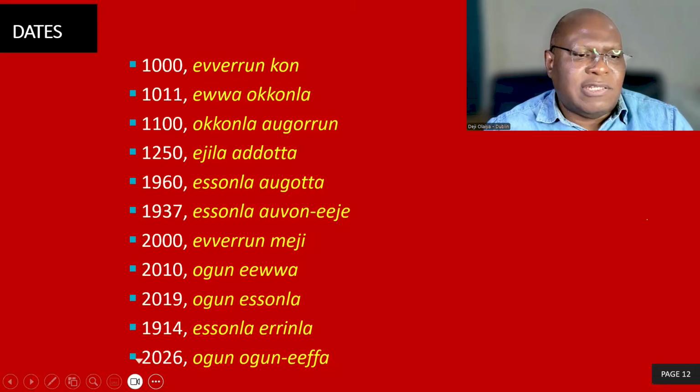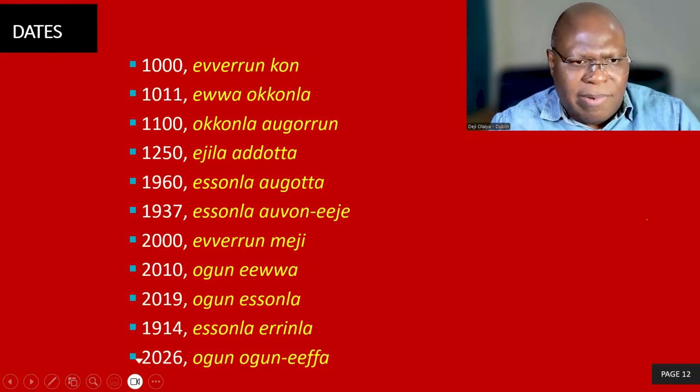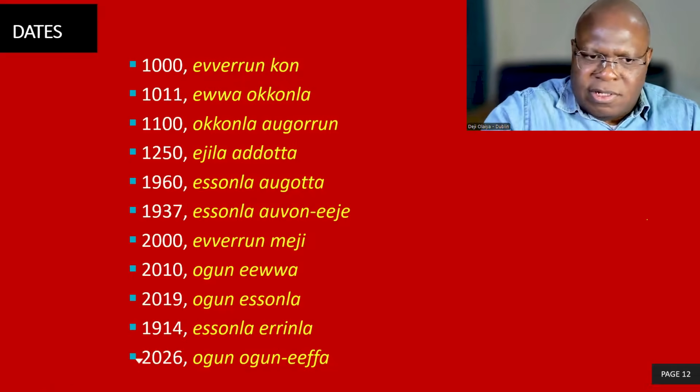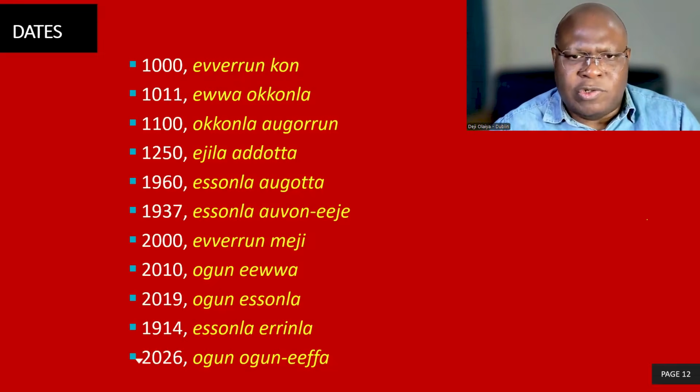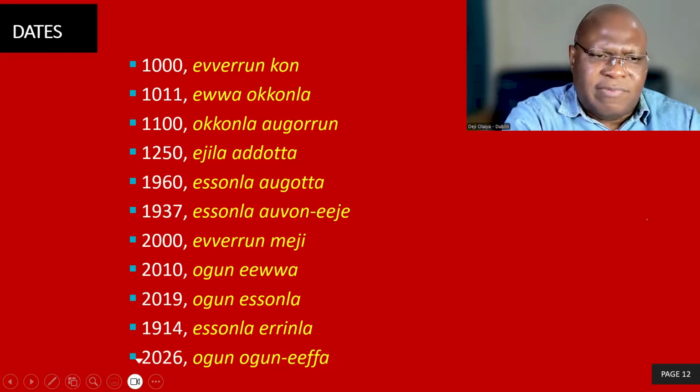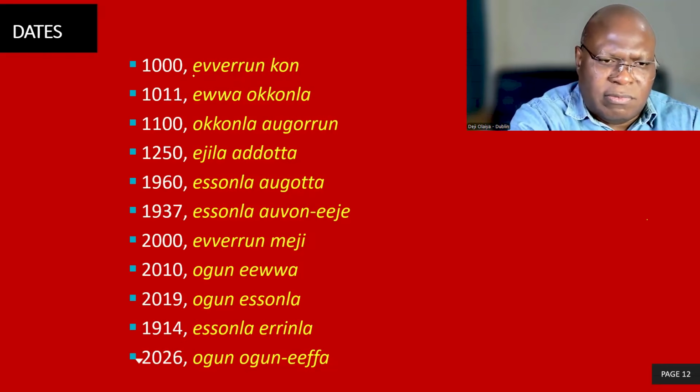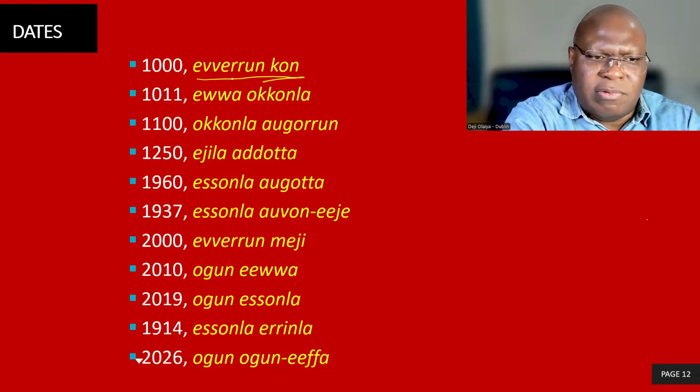So in the next slide, I want to show you about dates. Dates, which is very important. How do we show dating? Or how do we show our dates? So what is the year 1000? It's ọdún ẹgbẹ̀rún kan.